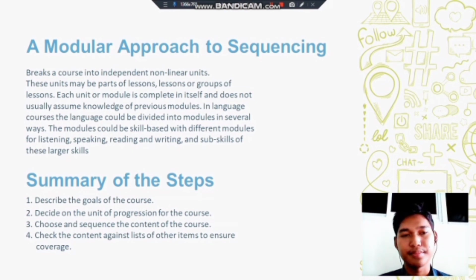Next, summary of the steps. There are 4. The first, describe the goal of the course. Second, decide on the unit of progression for the course. Third, choose and order the content of the course. The last, check the content against a list of other items to ensure coverage. Okay. Thank you very much for your attention.